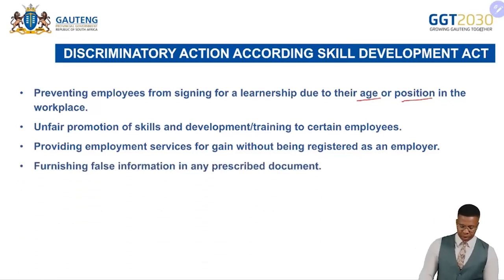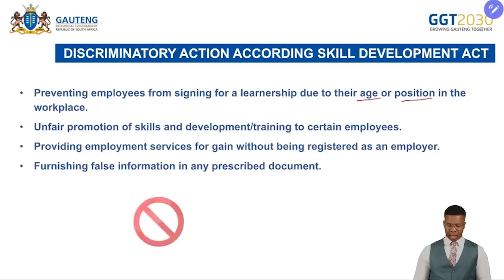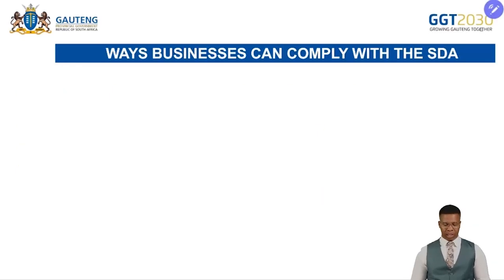And then furnishing false information in any prescribed document that would be used for the training of workers is also considered to be discriminatory because whatever information is given will not be beneficial to the employees who are participating in that learning program. So these are actions that are considered to be discriminatory.